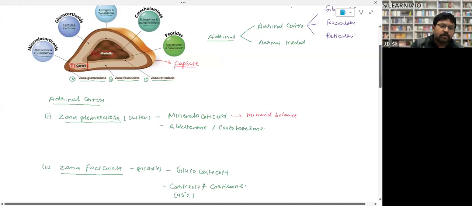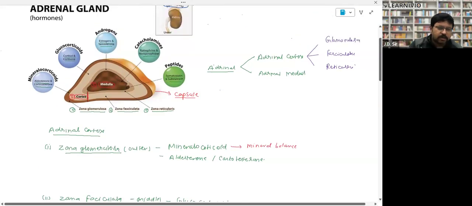The outer covering is called the capsule. Then there are three layers basically. The first, innermost layer is called the medulla. The second layer is called the cortex. You can see this is the third layer, and the outer layer is called the capsule. So we have the adrenal cortex and the adrenal medulla.